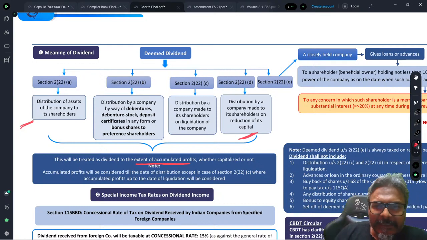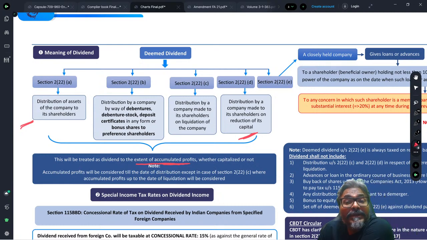That is the point. And the last but not the least is 2(22)(d) dividend, which talks about distribution by a company made to its shareholder on reduction of its capital. Now, this is a very peculiar thing, isn't it? On reduction of its capital, students.